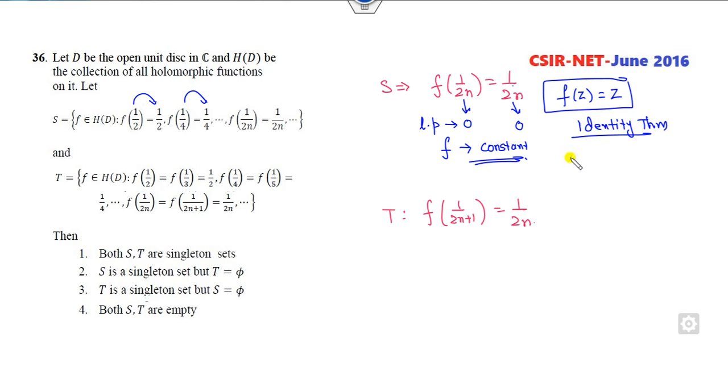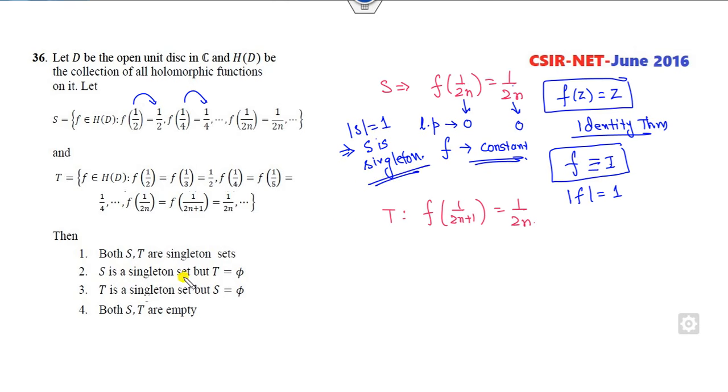What is the identity theorem? This f is equivalent to the identity. So once it is identity, what is the cardinality of this f? 1. The cardinality of S is 1. What is the meaning of that? S is a singleton. Now this first option is correct. T is 5, that is cancelled because it's a singleton, so cardinality must be 1.